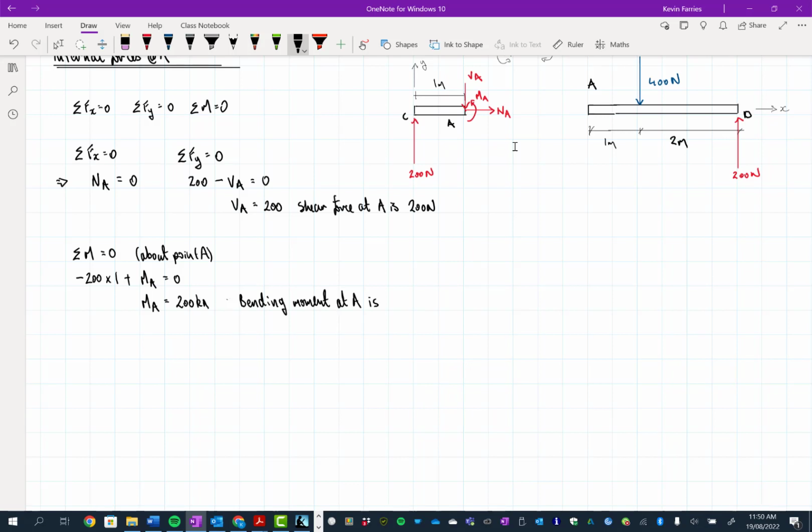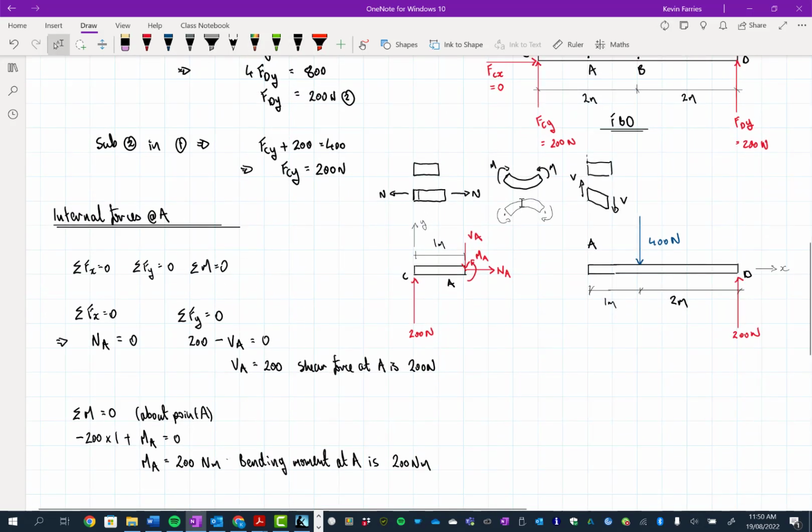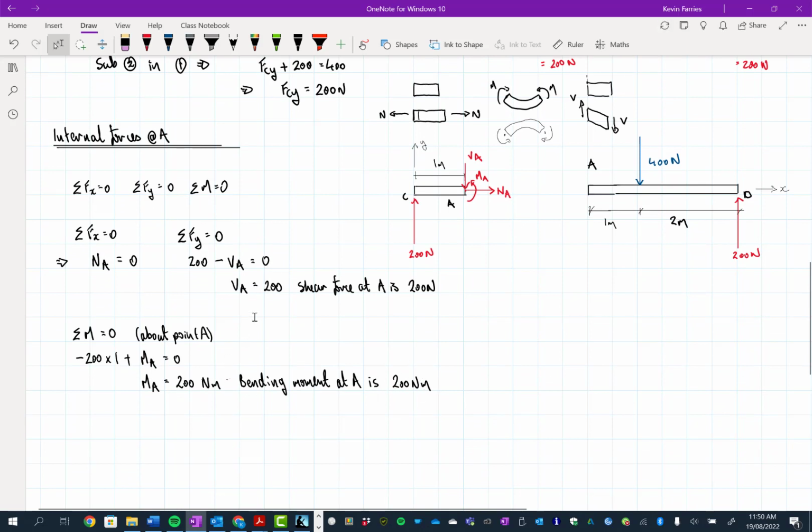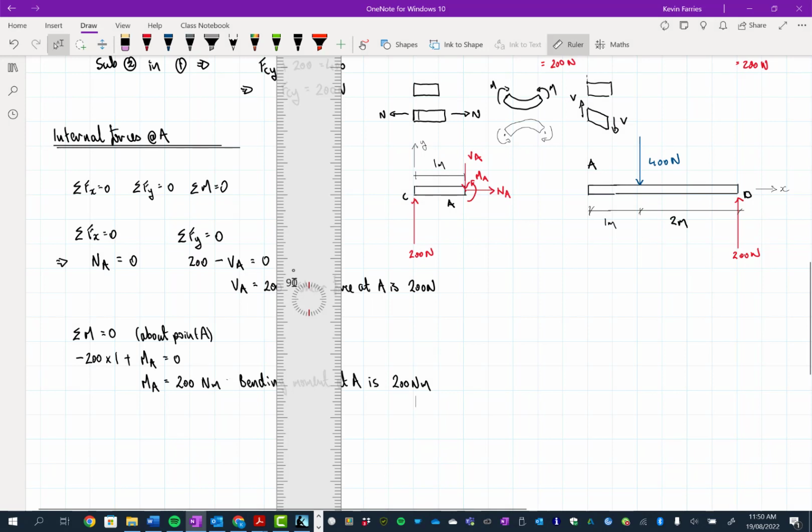Oops, no units. Newtons, wasn't it? Not kilonewtons. Yep, Newton meters. So the bending moment at A is 200 Newton meters. And it's positive because, well, we would have got a negative here at the end if it was wrong, but that's the positive direction for bending moment. So the bending moment A is positive. Everything done? Yes. So we've got those two answers.